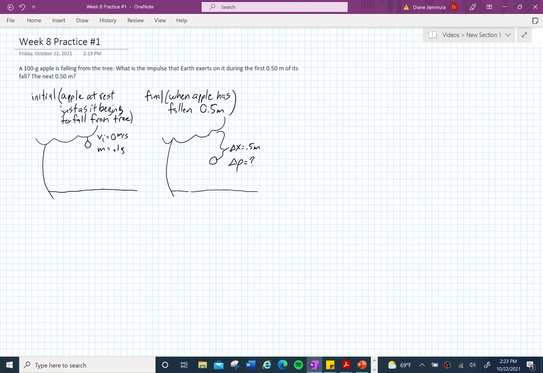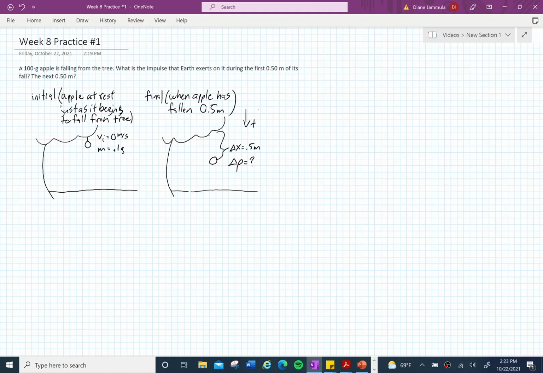Anything else I need in this sketch? I think I need a reference frame. I think I'm going to call down the positive direction. Everything's moving down here, so that's kind of easy. All right. Next, I want to represent this. I think I'll make a momentum bar chart.